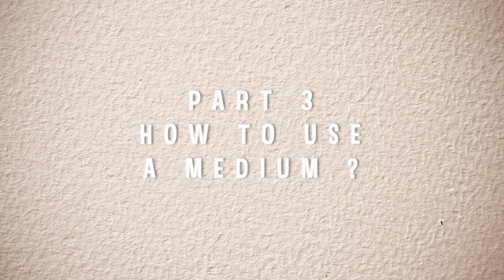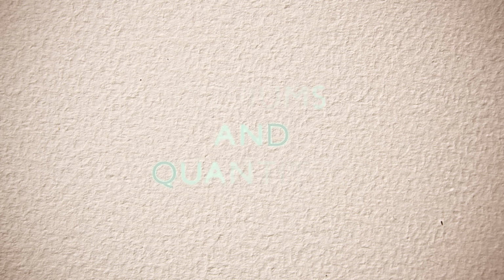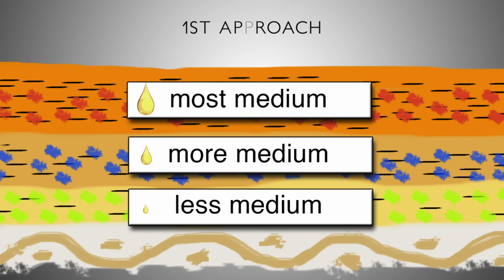Now comes the most important part of this tutorial. It doesn't matter what kind of medium you have if you don't know how to use it properly. Now, as we said in the beginning, you have to follow the fat over lean rule. There are 2 main approaches for that. The first approach uses the same medium in varying quantities. You always keep the same medium, but change the quantity. The more medium you add, the fatter it gets.